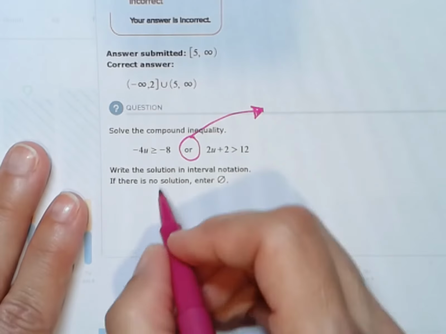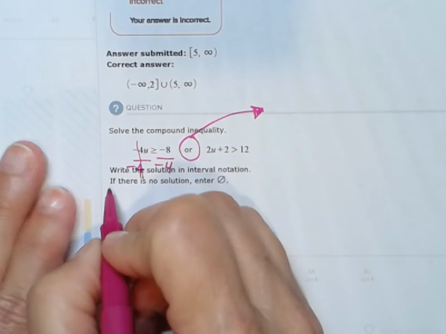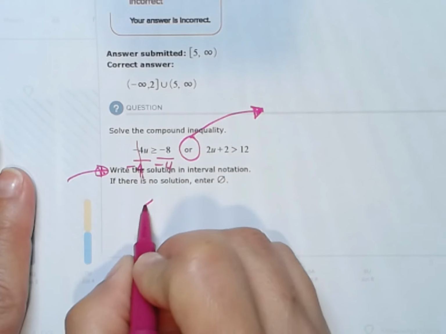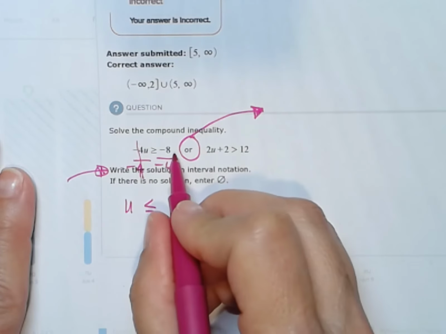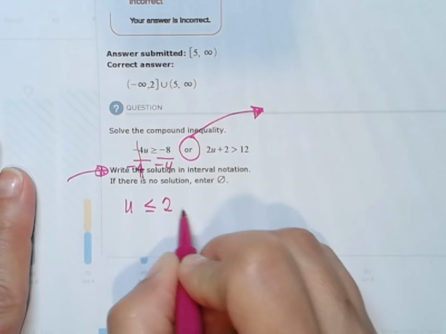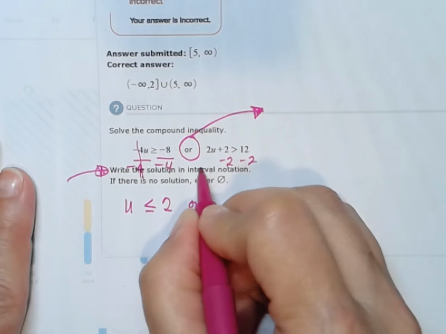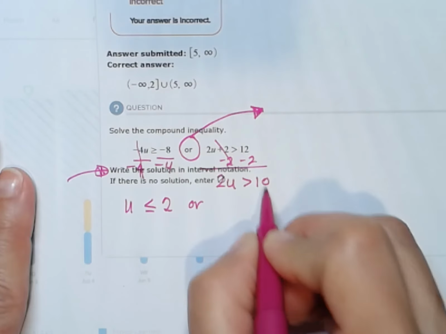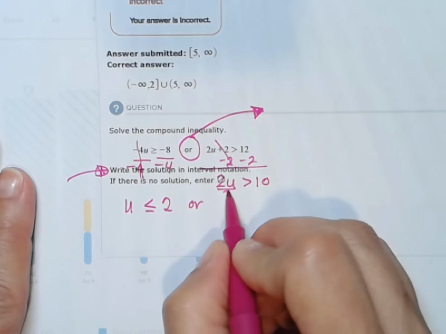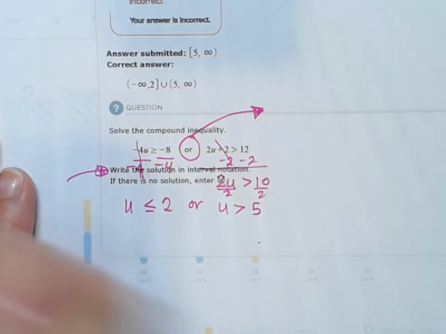Okay? So we'll go back to solving. I'm going to divide by -4. Since I divided by a negative, I have to reverse the symbol. So I get u is less than or equal to -8 divided by -4, which is +2. On the next one, I'll subtract 2. So I get 2u is greater than 10. Divide by 2. So I get u is greater than 5.